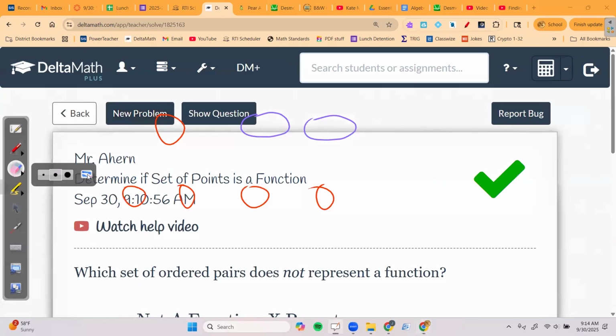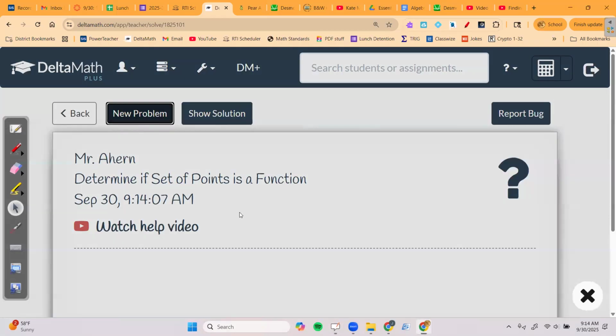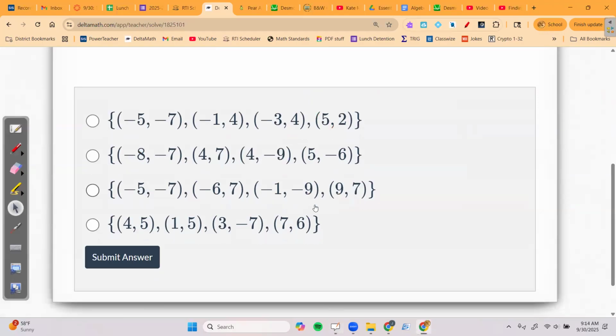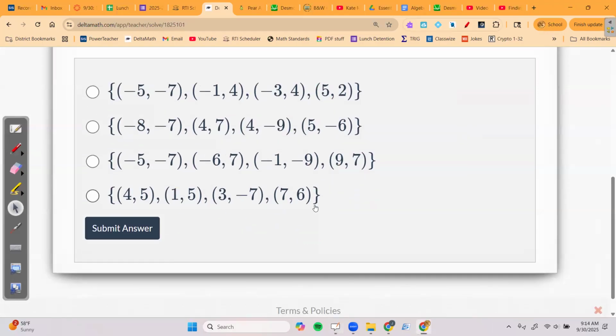So let's try another one of those. Which does not represent a function? Again, the second one, and you just zoomed right in on it, didn't you? And what makes it fail the vertical line test is the fact that this point is right 4 up 7. This point is right 4 down 9. By definition, they are above each other. Got it?